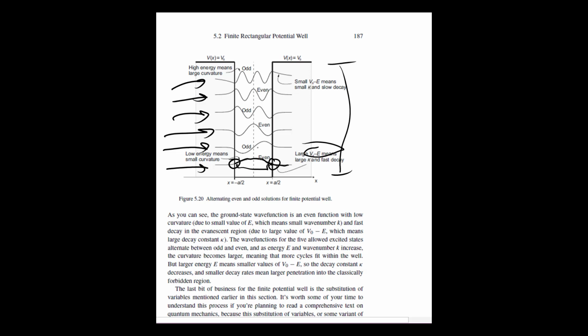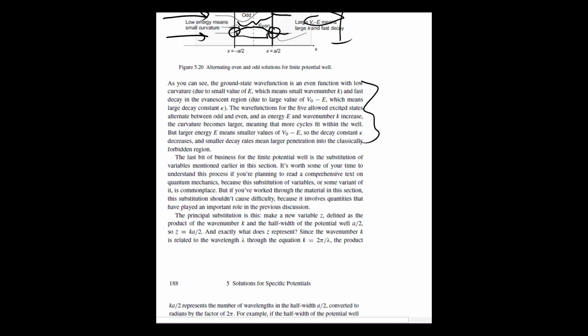As we go up in energy, k increases, so the curvature gets greater and greater. That means more cycles within the well, but it also means smaller and smaller V0 minus E, and that means less and less steep curvature in the evanescent region, and therefore farther penetration into the classically forbidden region. That's described in this paragraph.